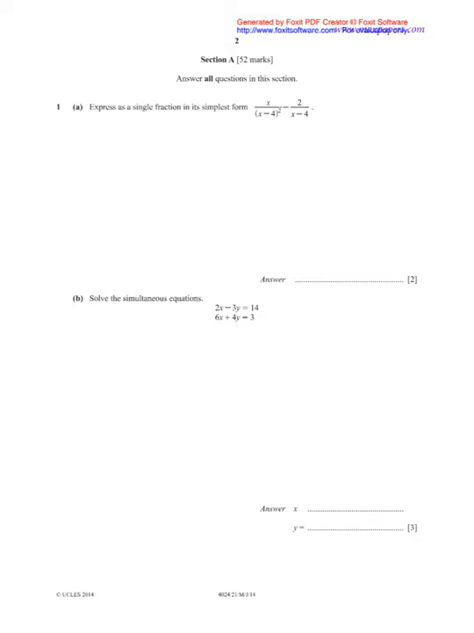Question number 1 from the topic algebra. In the first part we need to express as a single fraction. First we need to take the LCM, and the LCM will be (x minus 4) whole square. After that it will be (x minus 2) times (x minus 4). If you further solve it, it will be x minus 2x plus 2 4s are 8, divided by (x minus 4) whole square. So now it will be (8 minus x) divided by (x minus 4) whole square. That is your first part answer.